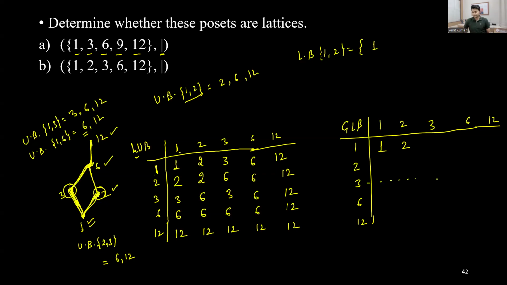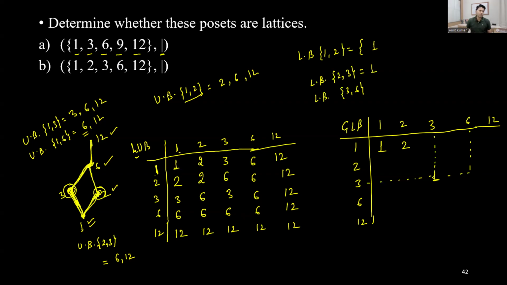In the same manner, let us talk about this element, which is 2, 3. So what are the lower bounds of 2, 3? Just see the table. The lower bound of 2, 3 is only one single element, only 1. So we are supposed to check the greatest out of this one, which directly comes out as 1. If I'm talking about this element, it is the lower bound of 3 and 6.